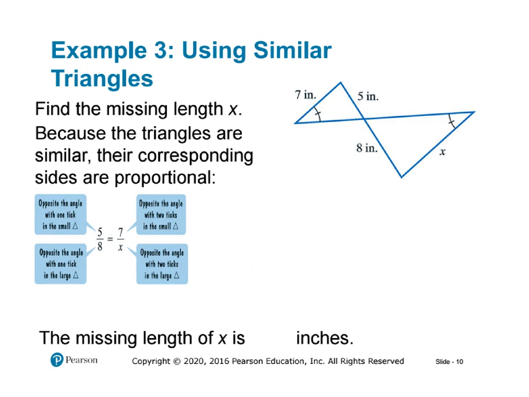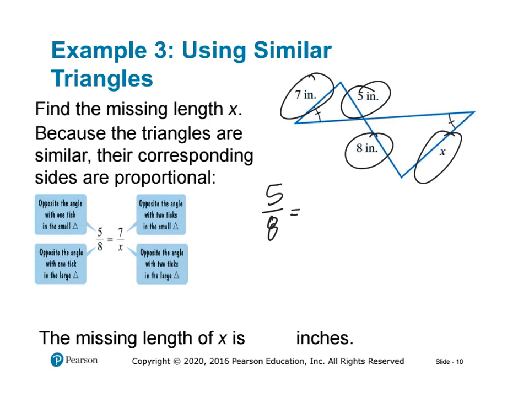All right, using similar triangles to find a missing length. Because the triangles are similar, their corresponding sides are proportional. So that means you're going to be using fractions for these. So it says 5/8 is equal to 7 over x. So that means these are corresponding. So that 5 over 8 means the corresponding side over here is that 7 and x, so 7 over x.